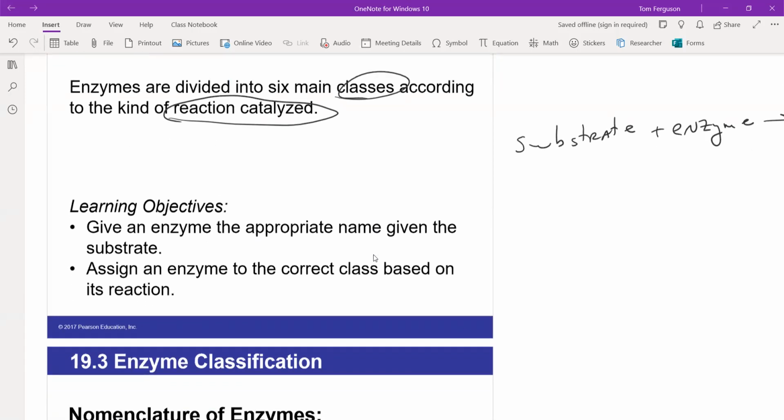There are two parts usually, I'm going to say usually, to naming an enzyme.